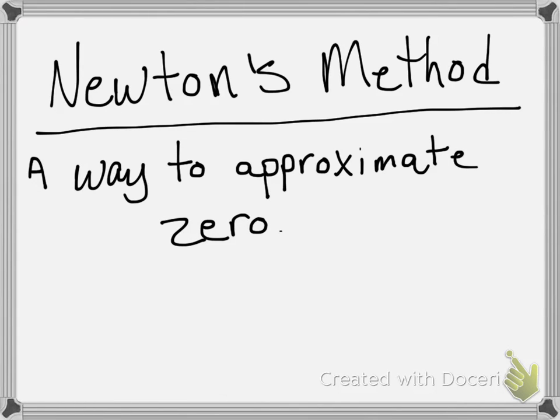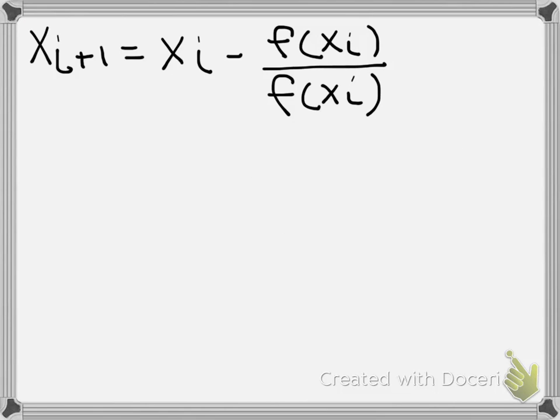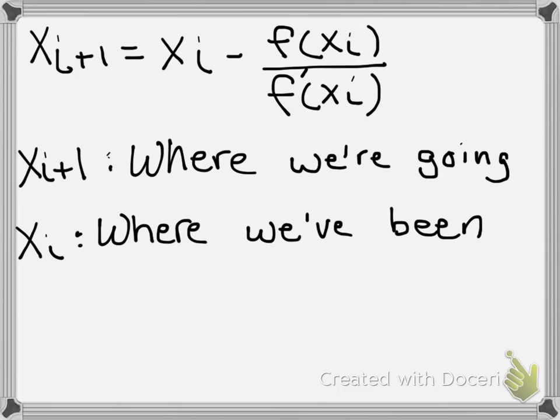I'm going to be doing a video over Newton's method, and basically it's just a way to approximate zero. So from the class notes we should have an equation that looks something like x sub i plus 1 is equal to x sub i minus f of x sub i over f prime of x sub i. One easy way that I like to think about it is that x sub i plus 1 is where we're going or what we're trying to get, and x sub i is where we've been or what we know.